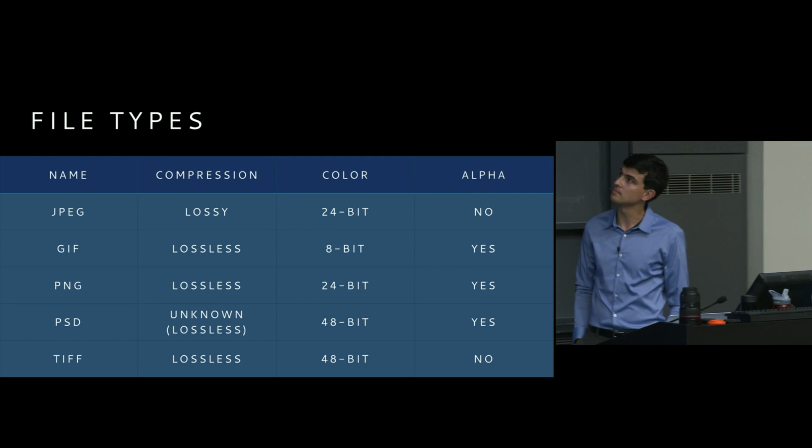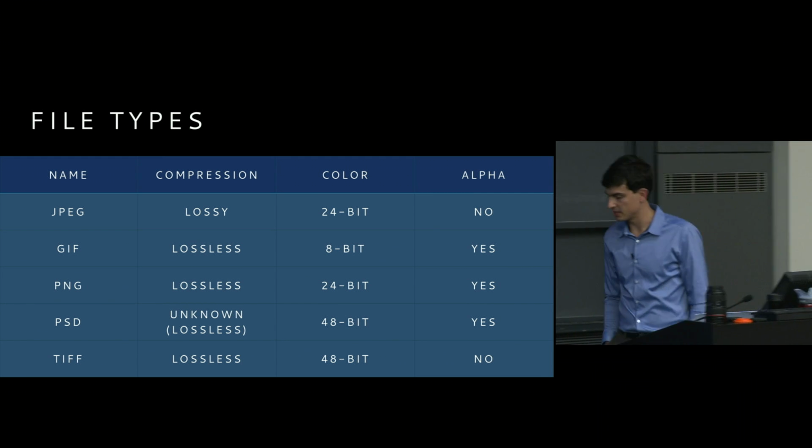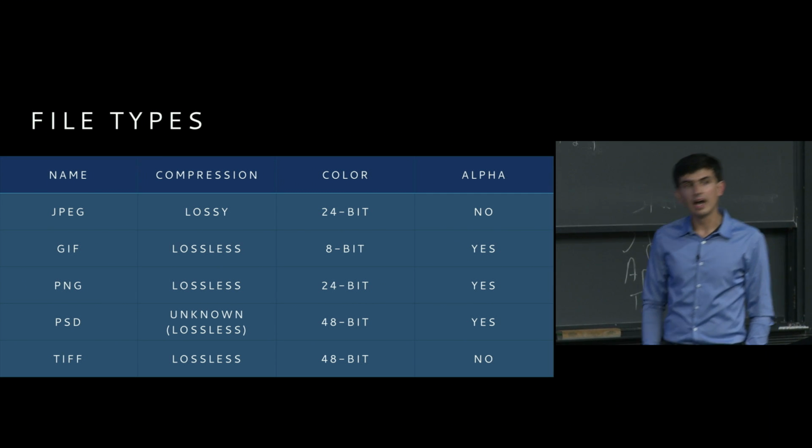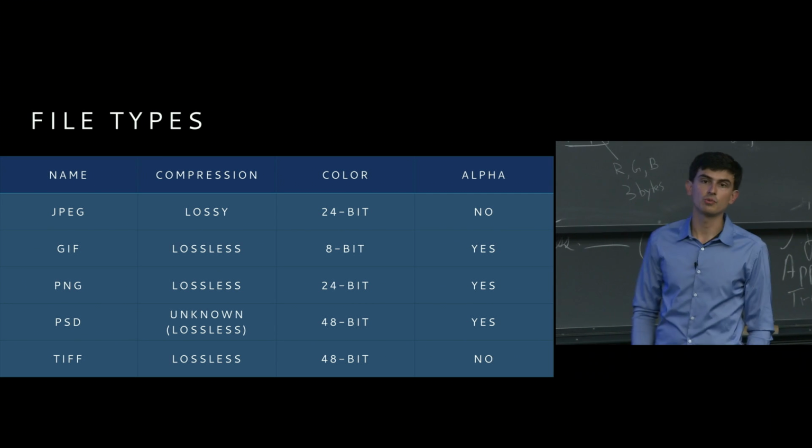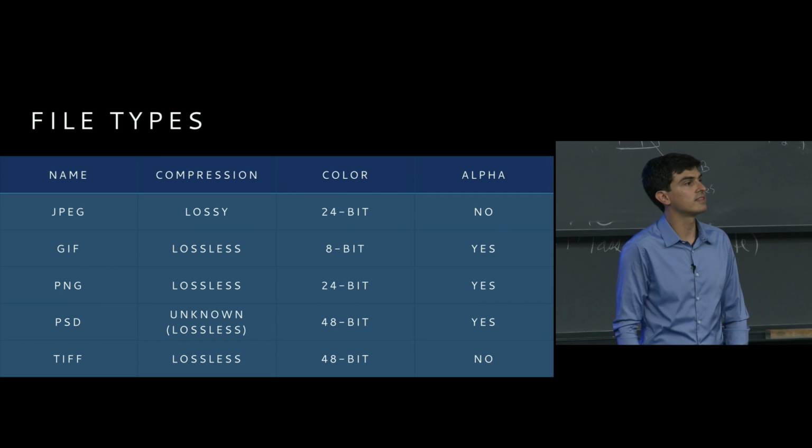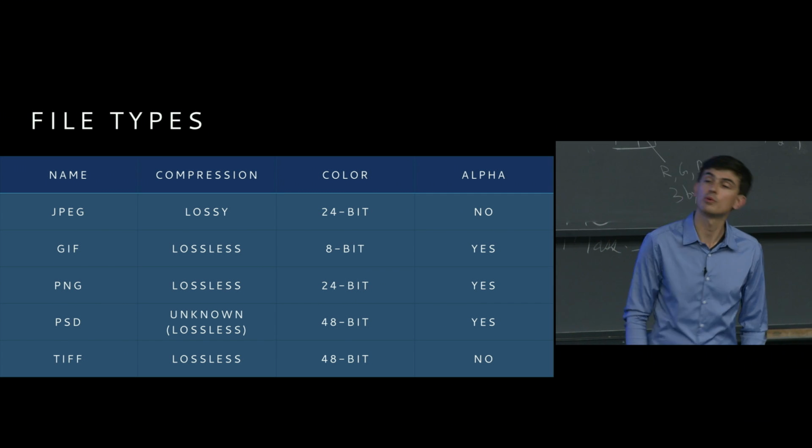It's this final column in this file type slide, which is alpha. Alpha is basically just a fancy way of saying transparency. Does this file support transparency? And why would you want transparency?